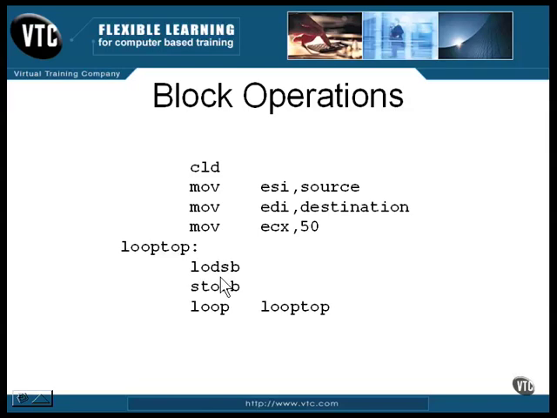The LODSB instruction copies an 8-bit value from the source into the AL register and then adds 1 to the ESI register. The STOSB instruction copies the AL register into the destination, then adds 1 to the EDI register. The loop instruction, which you've seen before, subtracts 1 from the ECX register and branches to the top of the loop if the result is not 0.